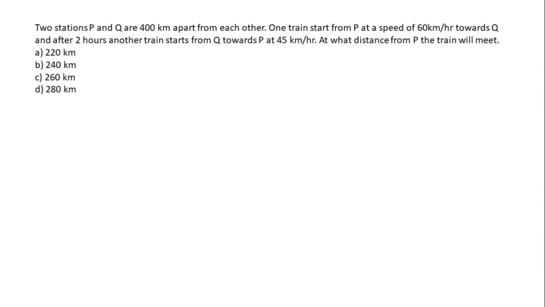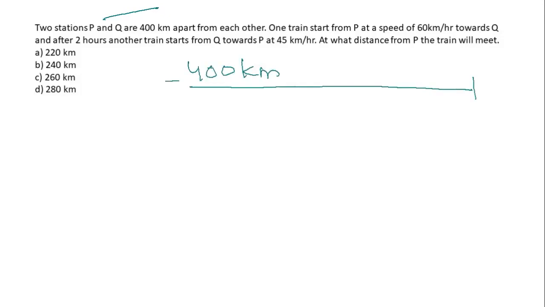Two train stations P and Q are 400 kilometers apart from each other. One train travels at 60 kilometers per hour towards Q, and after 2 hours, another train starts from Q at 45 kilometers per hour. So let's take it as 400 kilometers distance. Let's assume this is the 400 kilometers distance.